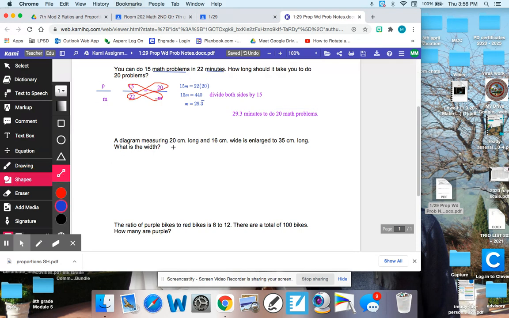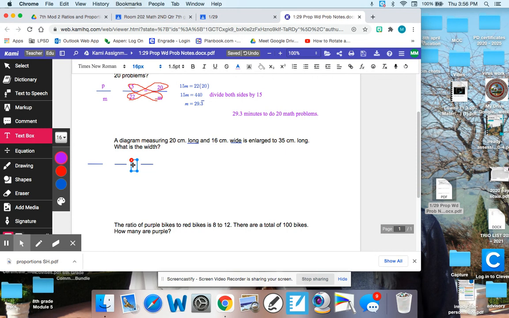A diagram measuring 20 centimeters long and 16 centimeters wide is enlarged to 35 centimeters long. What is the width? Okay, so we are looking at length and we are looking at width. Okay, so our labels go ahead and draw our lines. We're going to have 1 for our labels and then 2 more. That's going to represent our proportion. Okay, so I'm going to put my equal sign because my proportion has to be equal to each other. We are comparing length and width.